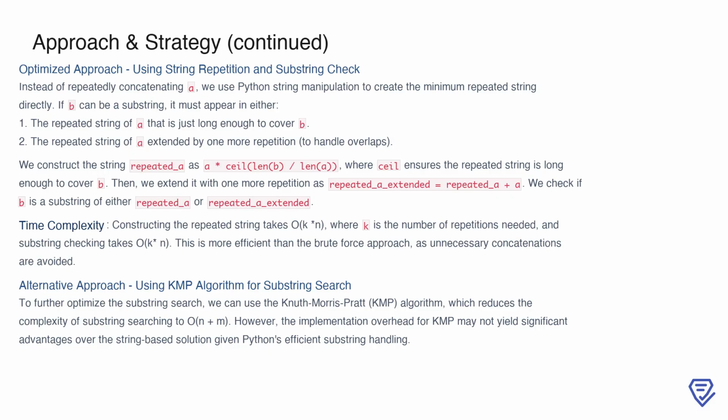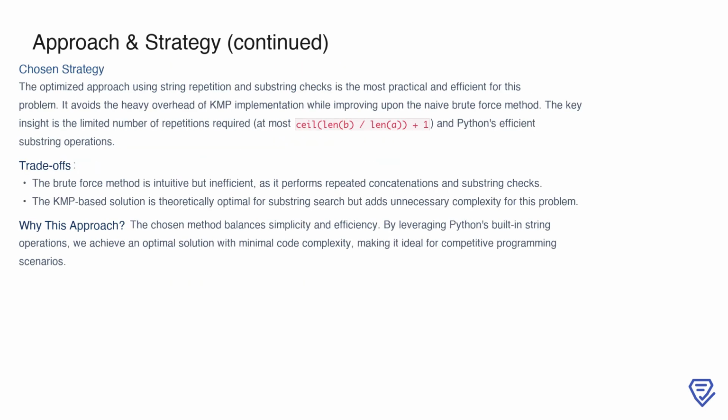However, given Python's efficient substring operations, the KMP approach may add unnecessary complexity without significant practical benefits. The chosen strategy for this problem is the optimized approach using string repetition and substring checks. This method strikes an excellent balance between efficiency and simplicity. By recognizing that the maximum repetitions required are limited to ceil(len(b)/len(a)) plus 1, we avoid the inefficiencies of the brute force method, which requires repeated concatenations.